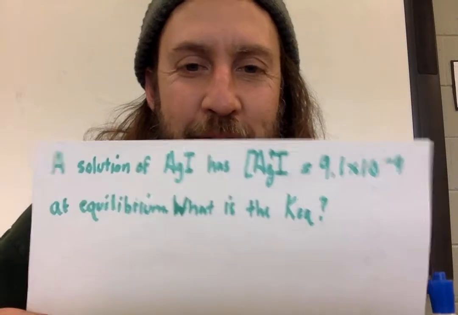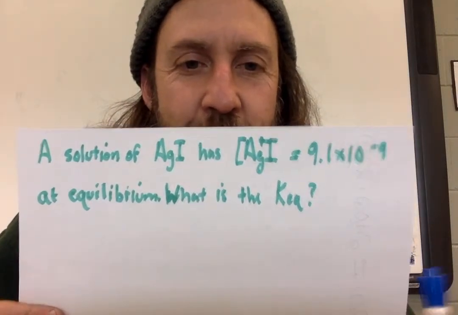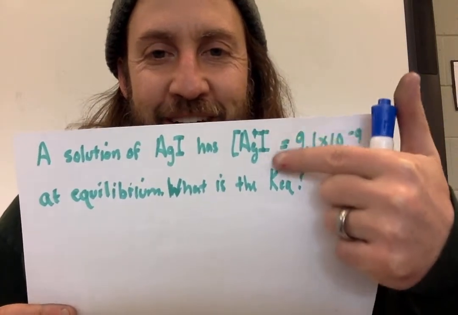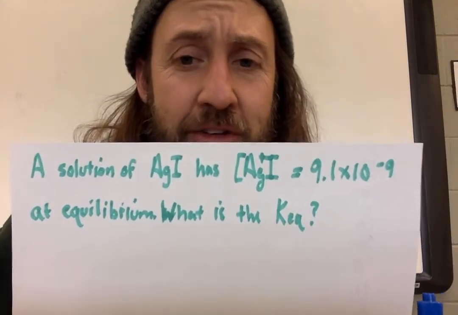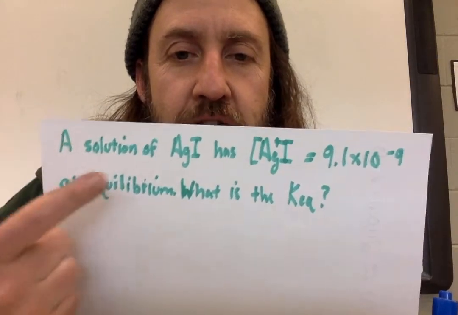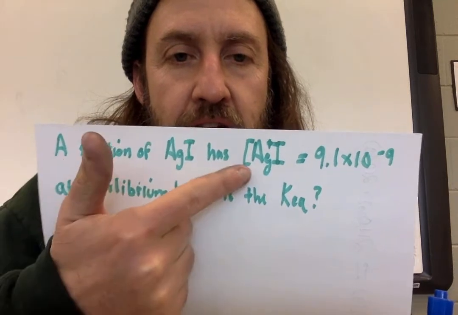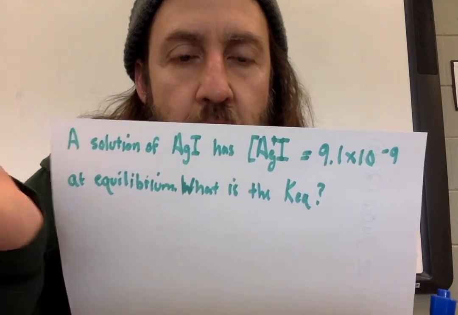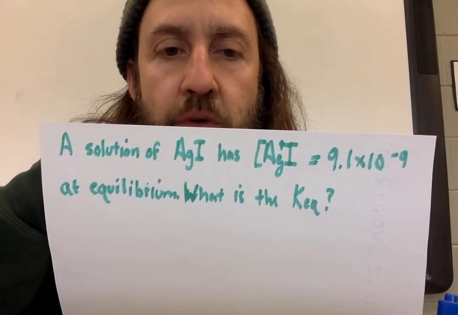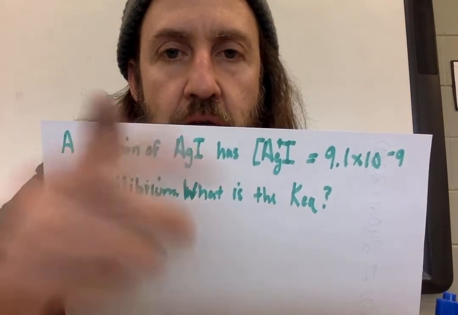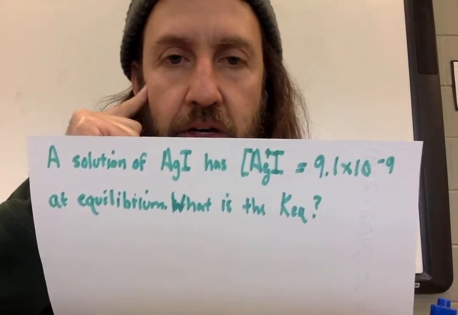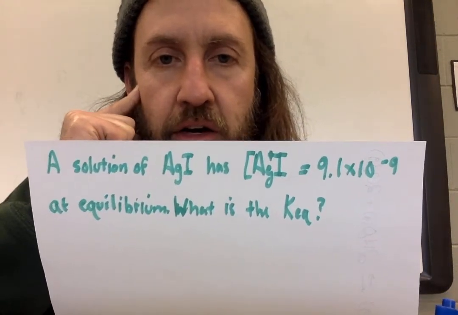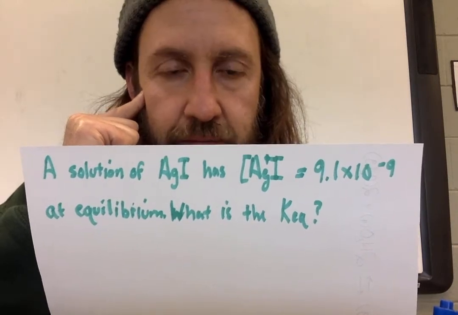So, anyway, here is a Ksp problem. Please don't disregard that, I for some reason made my bracket backwards. A solution of silver iodide has a silver concentration of 9.1 times 10 to the -9 molarity at equilibrium. What is the Keq? If you think you know something about Keq, stop the video right now and just calculate this.